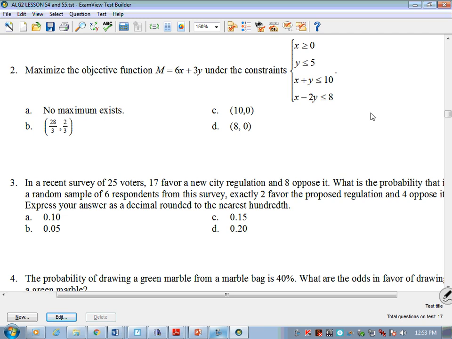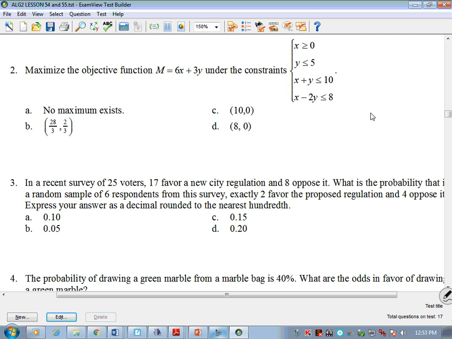All right, it starts off, we want to maximize the function m equals 6x plus 3y, and what it gives me on the right-hand side are the constraints. Those represent the lines that we want to graph, the inequalities that we want to shade. From there we'll find our vertices. From there we'll find our x and y values. Once we have our x and y values, we'll plug those in to our 6x plus 3y, and we're going to see, because it says maximize, we're looking for the largest number that we can get.